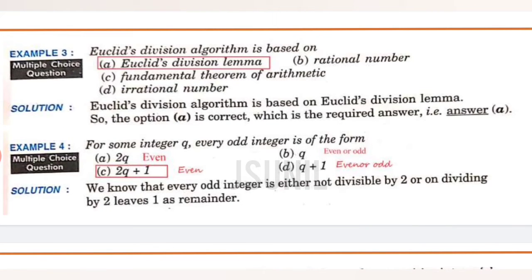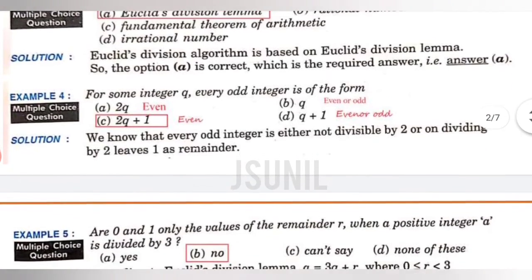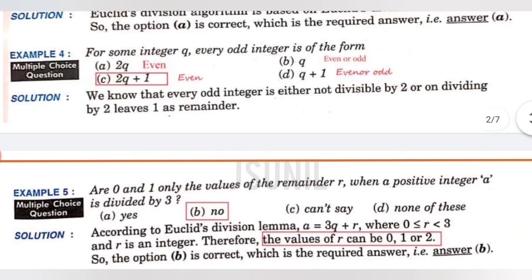Euclid's division algorithm is based on, there are 5 options. The first option is correct, that is Euclid's division lemma. Now move to the fourth question. Again, there is some integer q. Every odd integer is of the form 2q, which may be even, q which may be even or odd, and 2q plus 1 is odd, and q plus 1 may be even or odd. So the correct option is C.